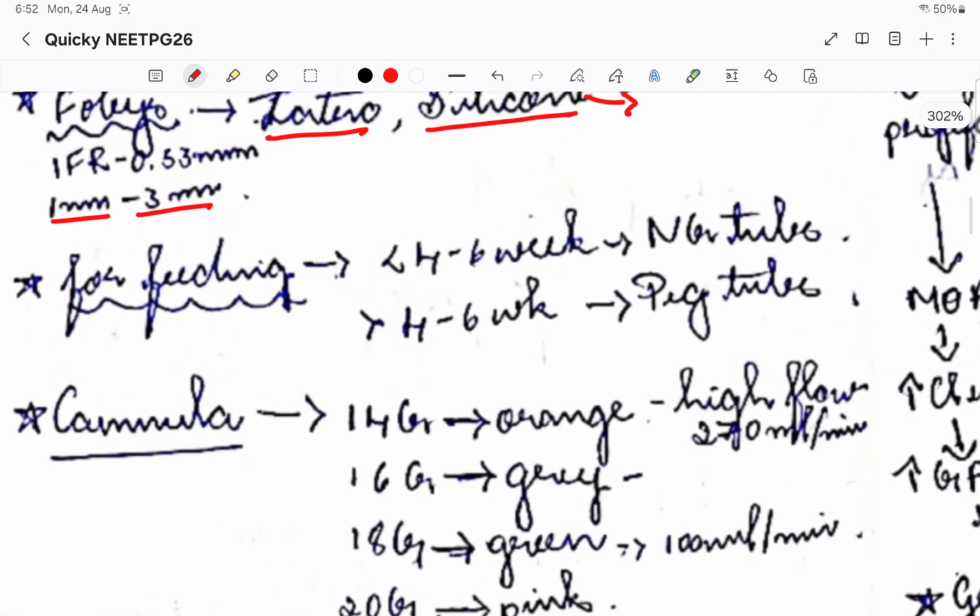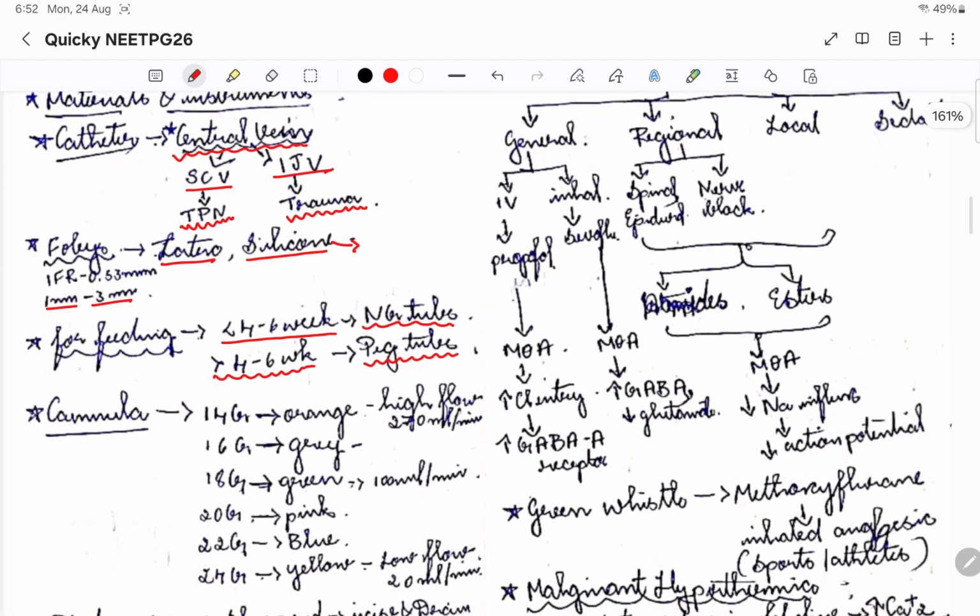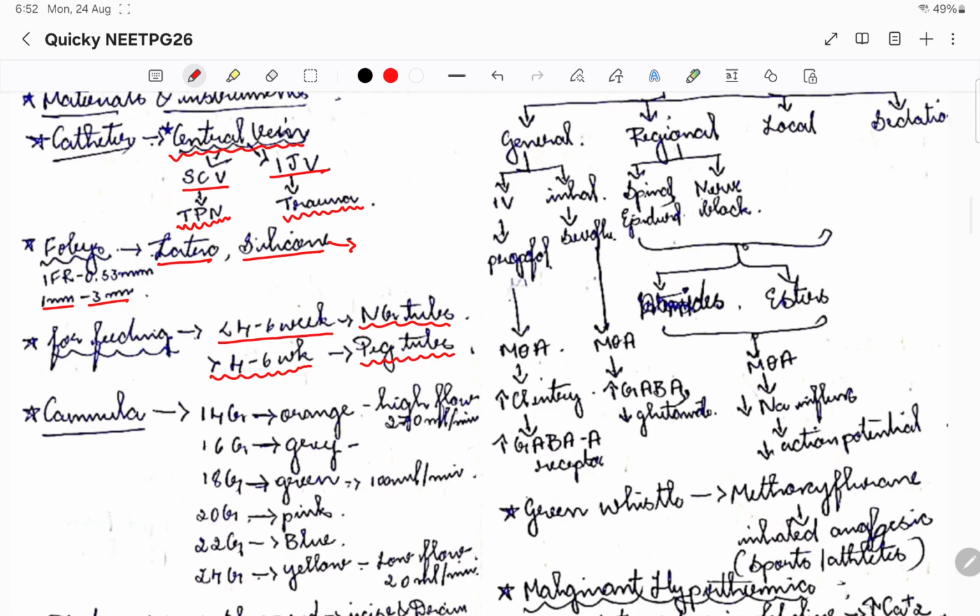Okay. Then coming to feeding, if the management is needed for less than 4 to 6 weeks, we are going to use an NG tube. Whereas if more than 4 to 6 weeks of feeding is needed, then we are going to go for a PEG tube. So remember this: NG tube is less than 1 month, and if it is more than 1 month of management, we go for a PEG tube.